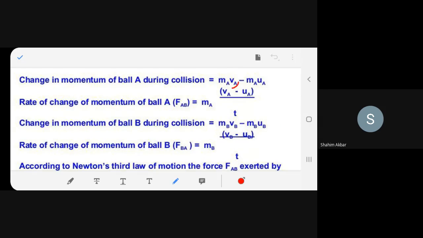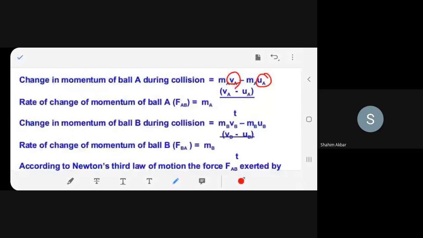So VA is the final velocity, UA is the initial velocity, and MA remains the same. M is common, it's not changing. So what is changing is the velocity. This is the final velocity, and this one is the initial velocity. Did you understand this much? This is the change in momentum of ball A. Got it? Now what you have to find out? Rate of change of momentum.